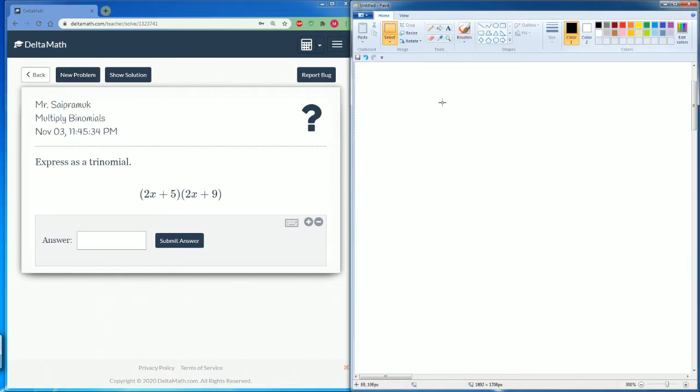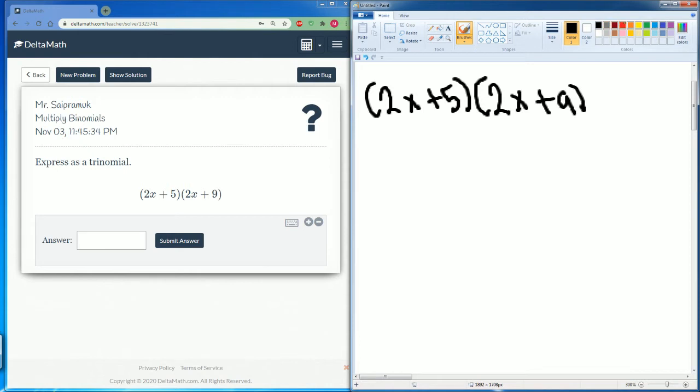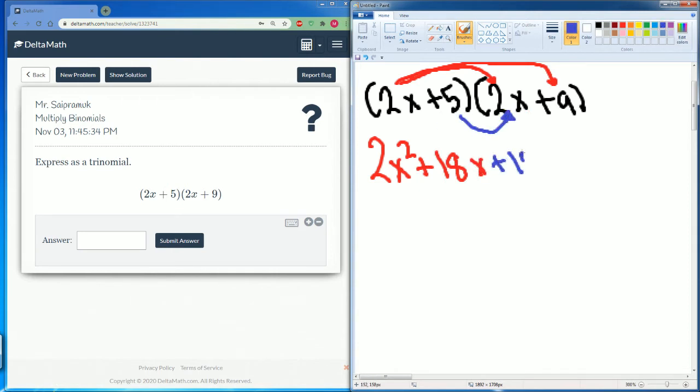Next problem, you have (2x + 5)(2x + 9). Okay, distribute that over. 2x times 2x gets you 2x squared. 2x times 9 gets you 18x. Now we go to the bottom. 5 times 2x gets you 10x. Then you have 5 times 9 gets you 45.